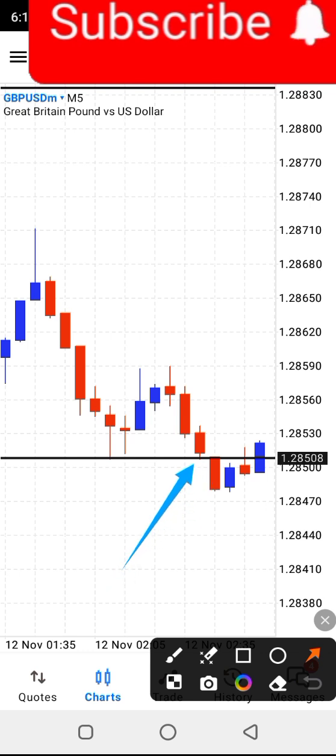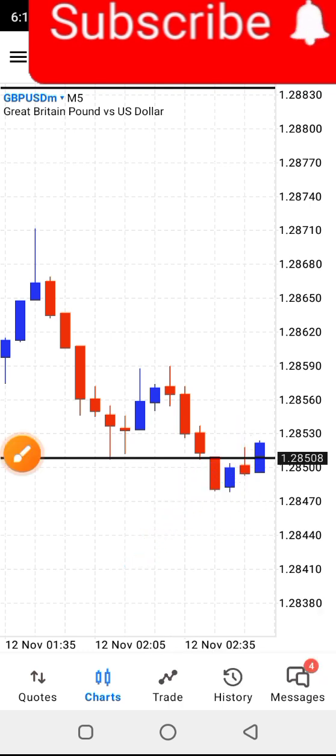So the market broke below. This is our break below phase. Then the market came and broke above. Nice. So I want to see the first candle that will break below that level, and that will be my entry.